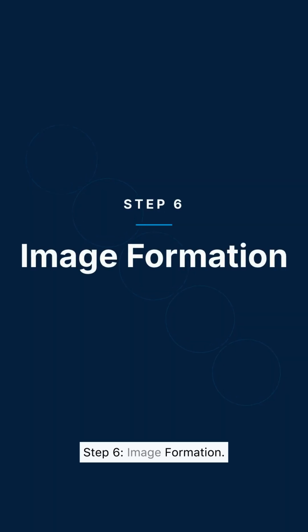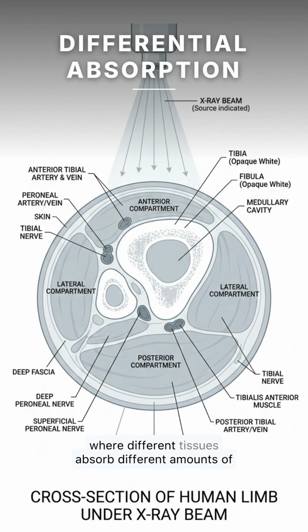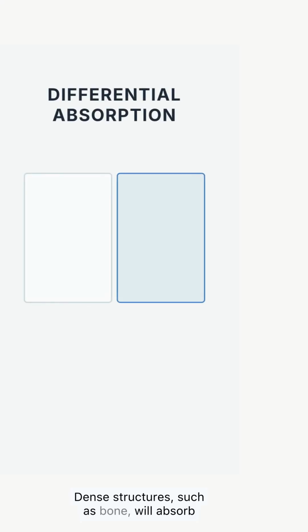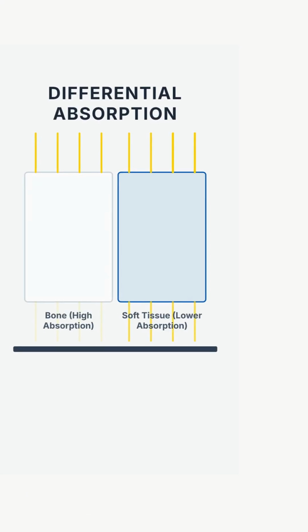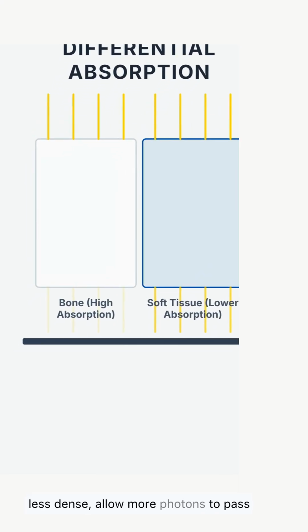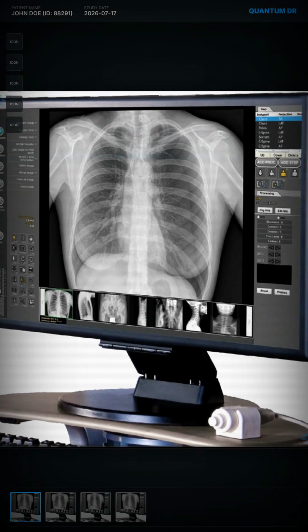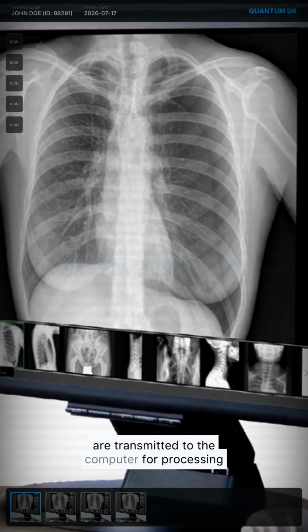Step 6. Image formation. The X-ray beam passes through the patient where different tissues absorb different amounts of radiation. Dense structures, such as bone, will absorb more X-rays, while soft tissues that are less dense allow more photons to pass through and reach the image detector. The remnant radiation reaches the image receptor, where it's converted into analog signals that are transmitted to the computer for processing and display.